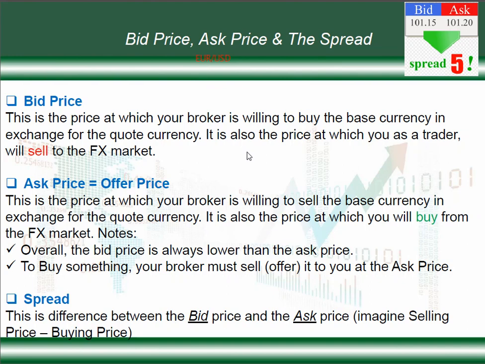Sorry, I'm having a flu and my voice seems to be becoming a little bit messy. So bid price is the price at which your broker is willing to buy your base currency, in this case euro, in exchange for your quote currency. In this case, it is the price at which the broker buys a euro so that the broker gets a USD.